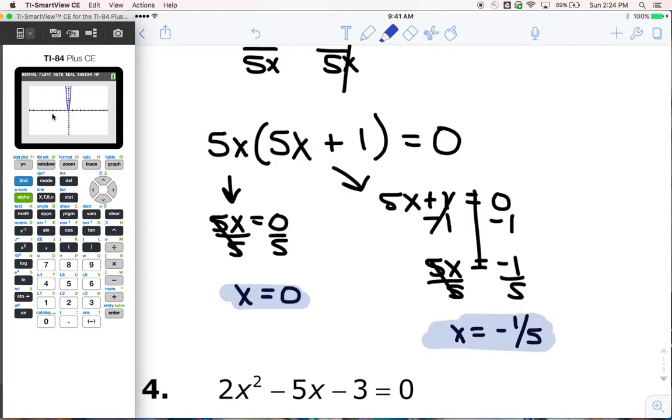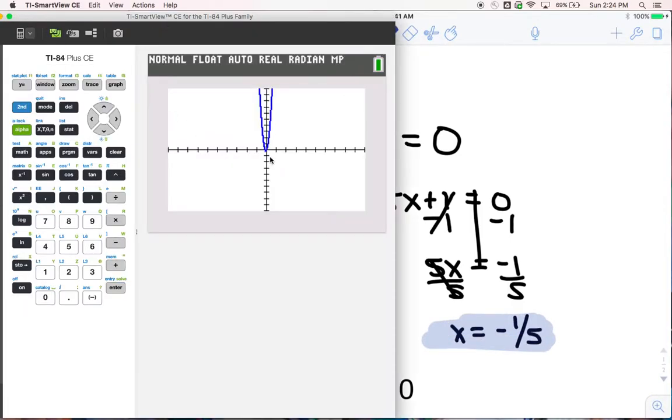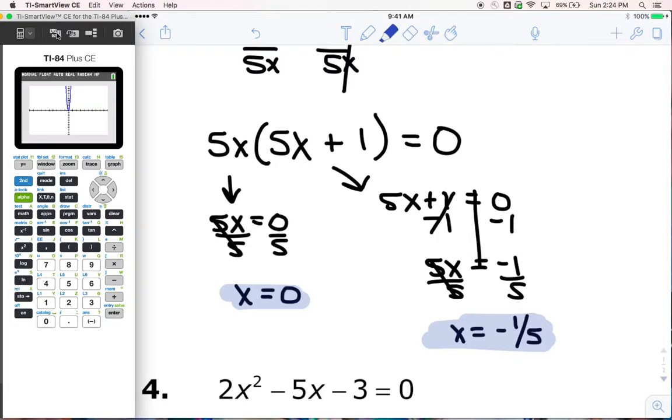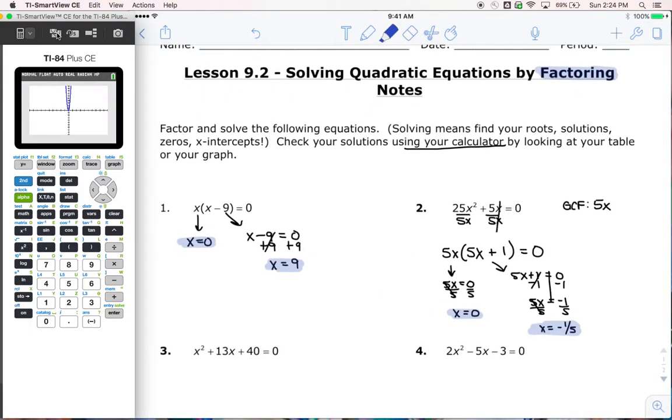And again, look at my graph. That makes sense, because a negative 0.2 is reasonable looking at this graph. So 0 and negative 1/5 are the two numbers that make this equation equal to 0.